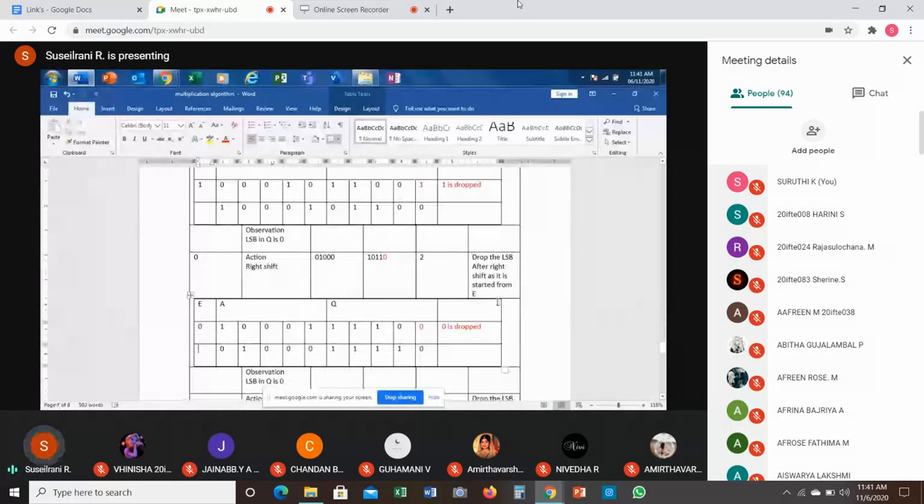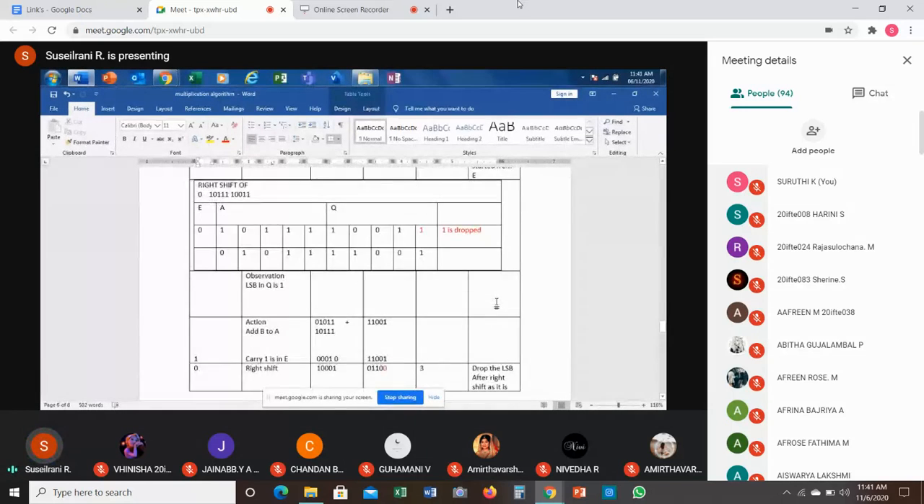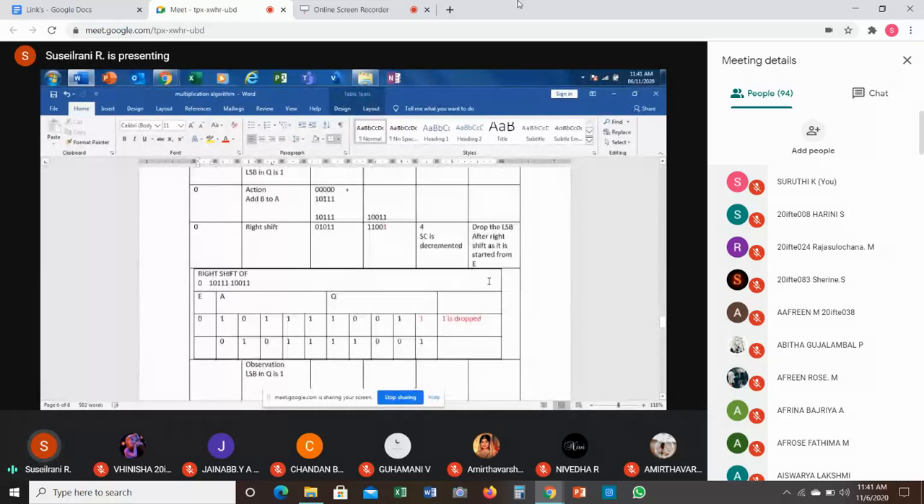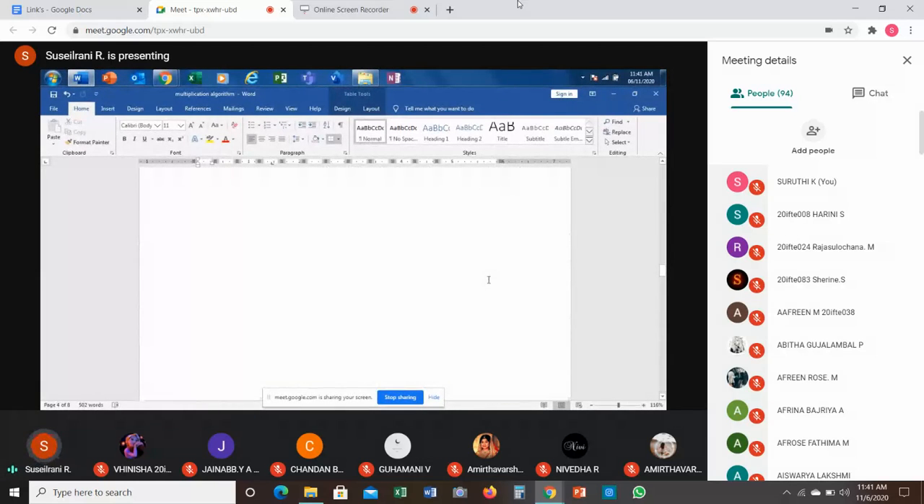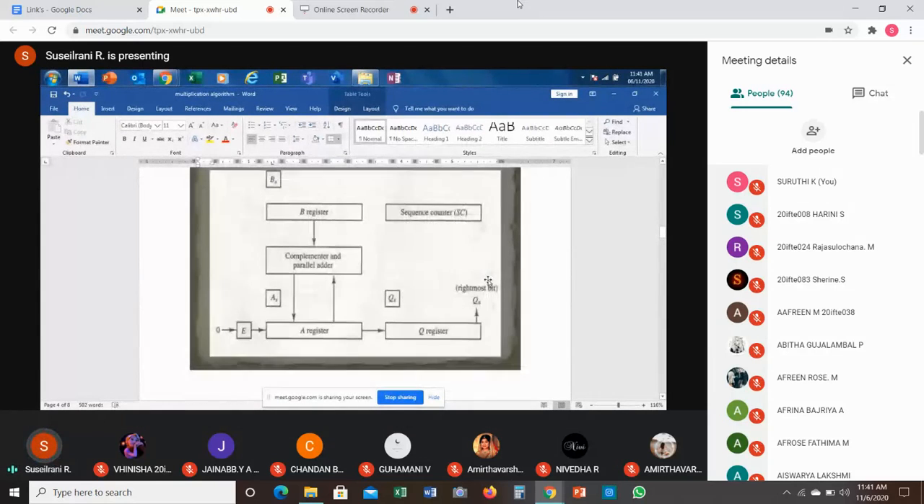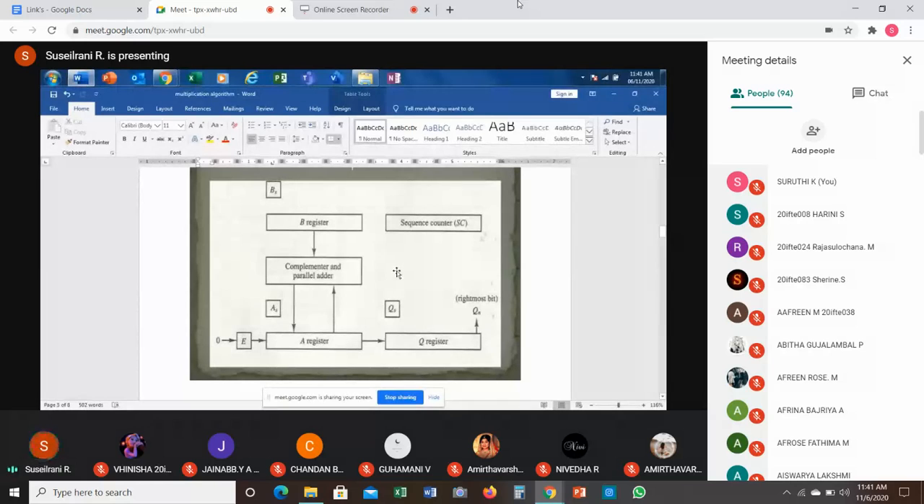Okay, for that purpose, I took this. Now we'll see the hardware implementation of this. We saw binary arithmetic and subtraction, and we saw the hardware implementation. Similarly, we see how this can be done.